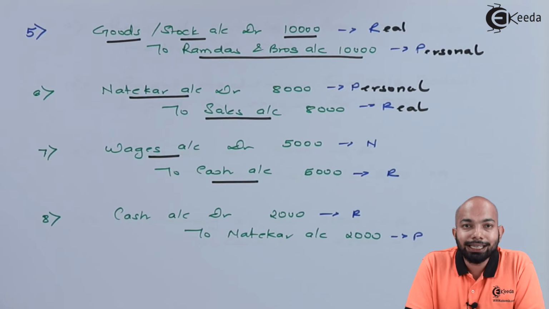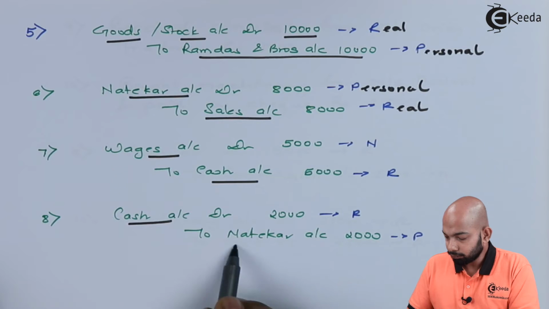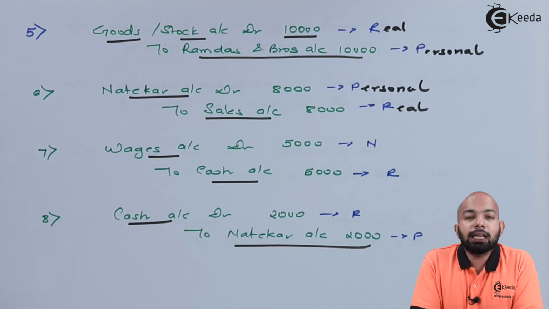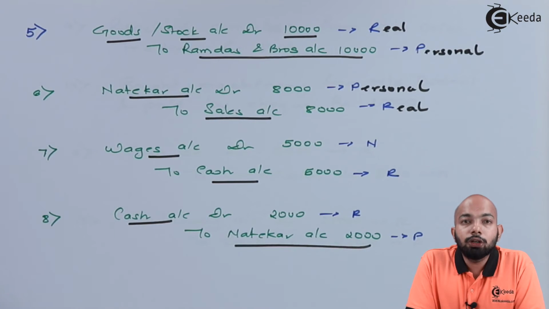Let's figure out what's there in the next transaction. Received rupees 2,000 from Mr. Natikar. You have received cash, that means something is coming in. Cash account debit. Who is the giver? Mr. Natikar is the giver. That's the reason credit the giver. Real account and personal account have been mentioned here. Cash account debit rupees 2,000 to Mr. Natikar account rupees 2,000. That is the journal entry that you'll be passing here.